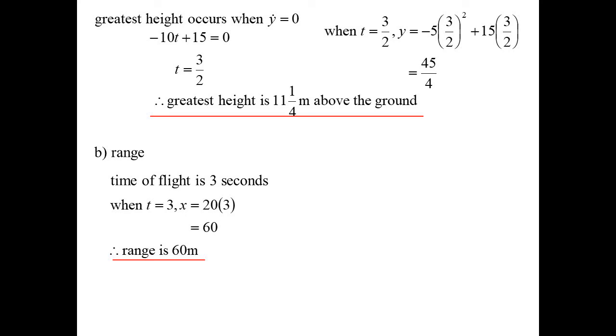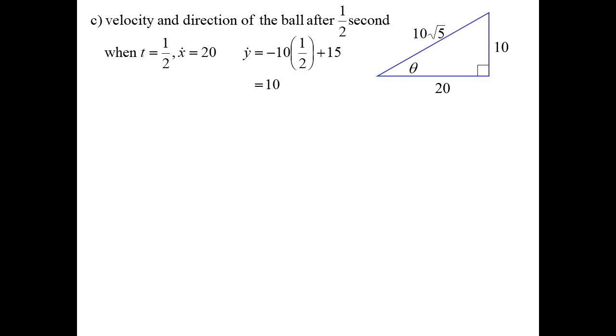Well, rather than when it hits the ground, let's find the velocity and direction of the ball after half a second. What happens after half a second? We're going to need the two velocities, the horizontal velocity and the vertical velocity. That's what we use to come up with this answer. Well, horizontally, it's a constant 20. y dot, we end up with 10. So let's draw it. We're going 20 and 10. They're both in the positive direction. That makes sense because we said it reaches the greatest height after 1.5 seconds. So after a half, we must still be going up.